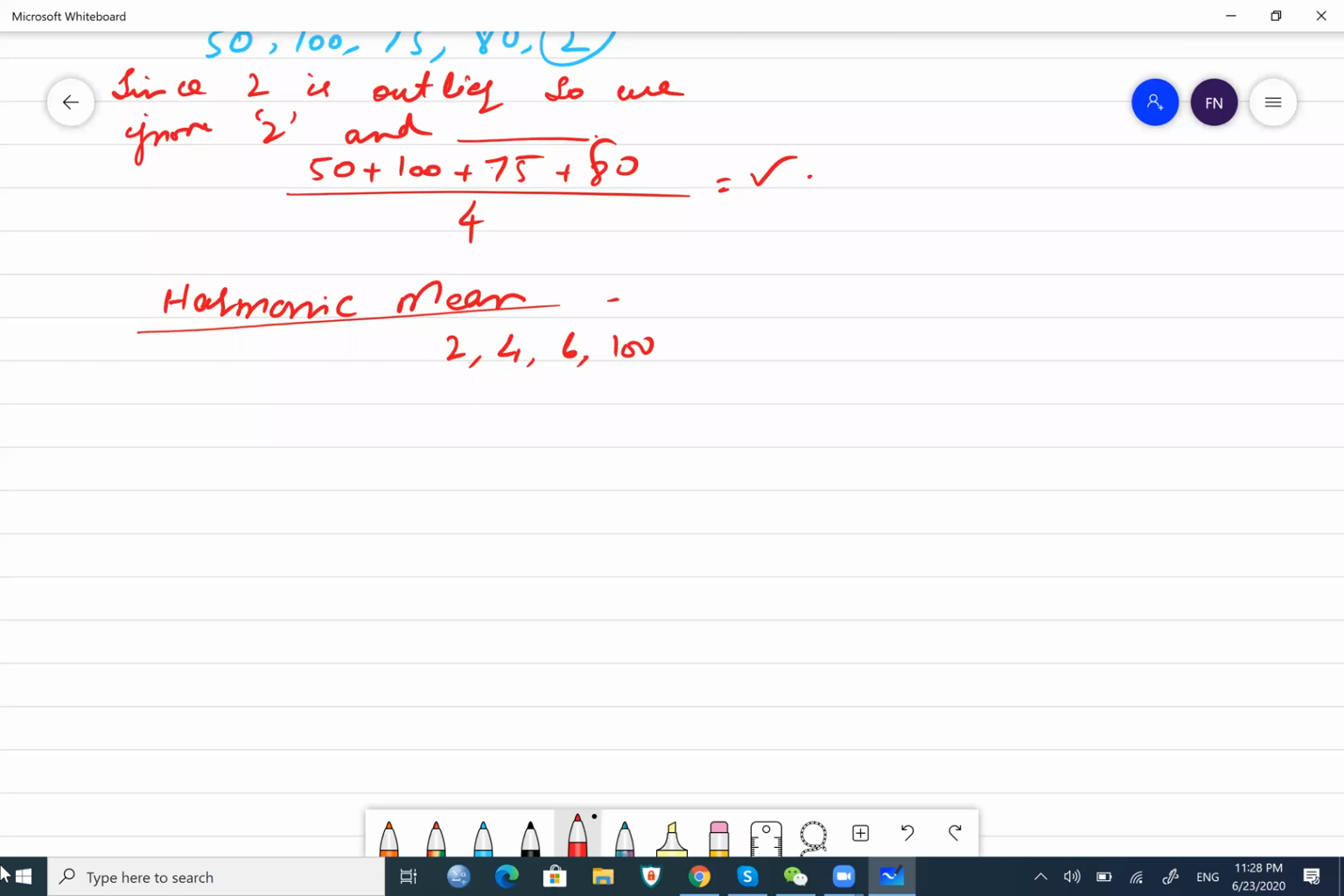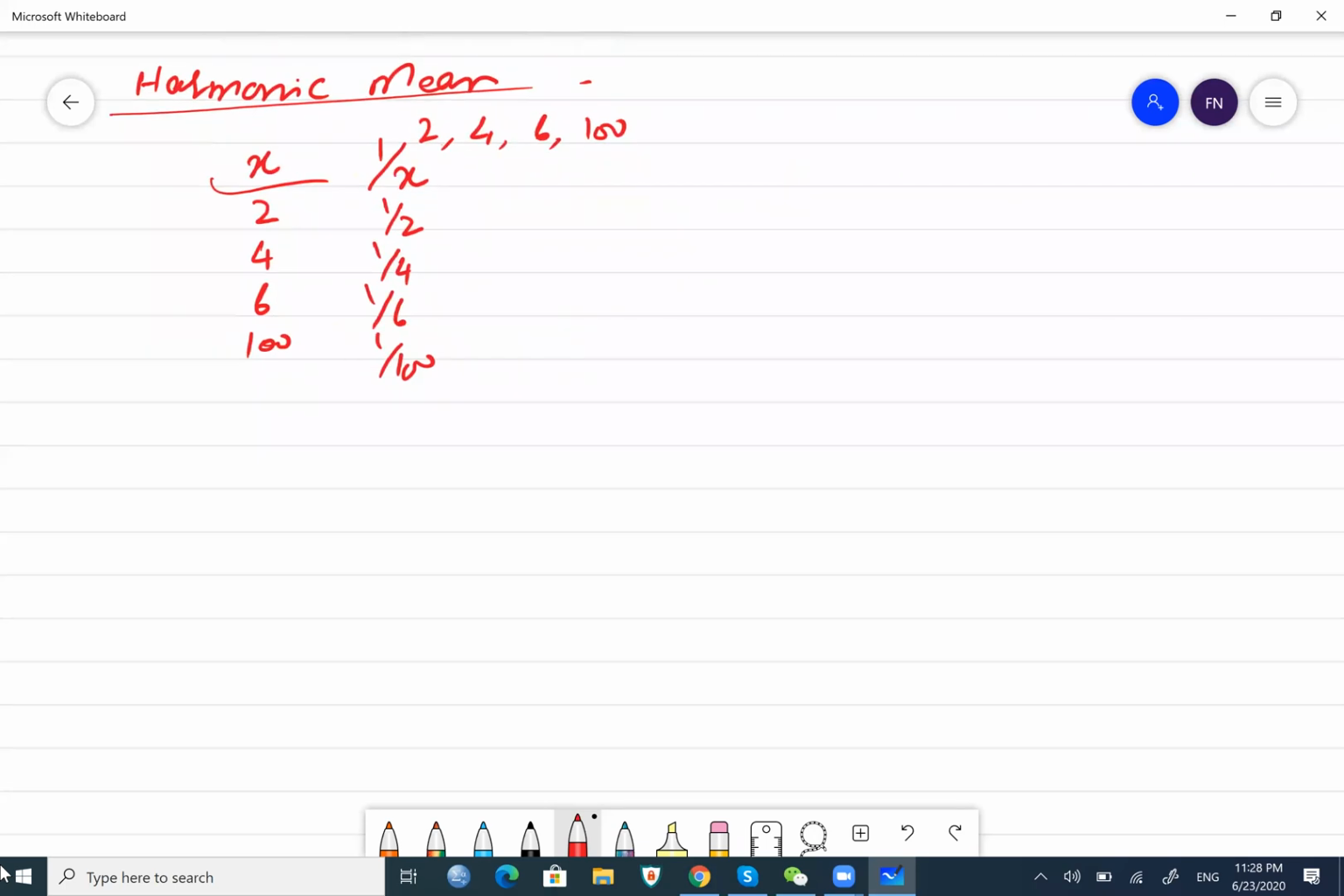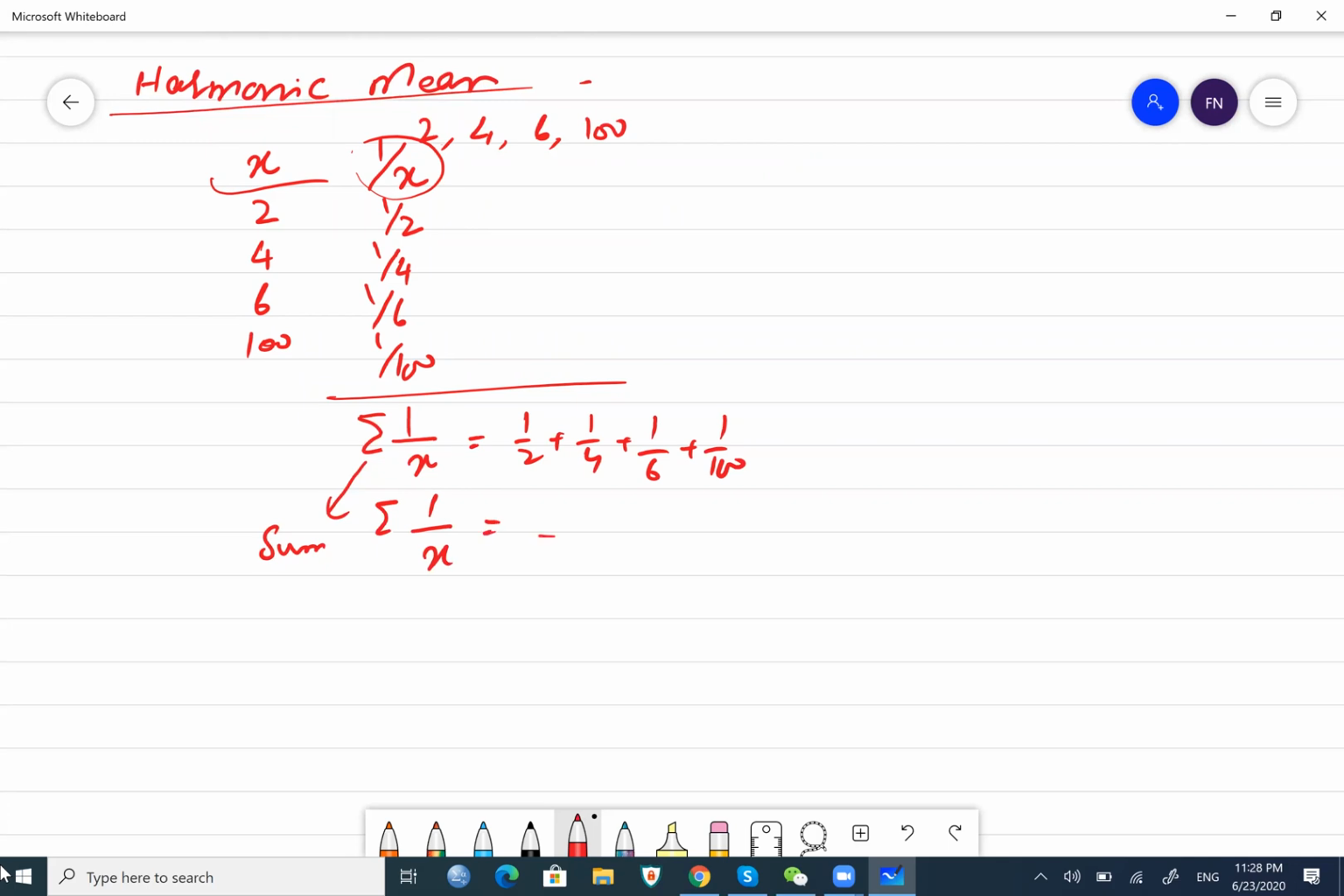And what do we do in the case of the harmonic mean? We say that this is x: 2, 4, 6, and 100. Then we take it as 1 by x, which means 1 by 2, 1 by 4, 1 by 6, and 1 by 100. In statistics, when we add, we denote this as sum. Sum of x. We are considering sum of 1 by x. So if you add it, what will you get?